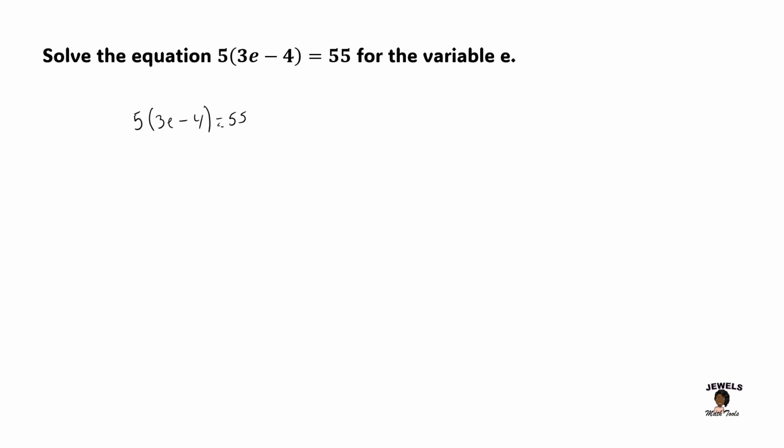So we're going to be multiplying our 5 to everything within our parentheses. And I will be expanding my parentheses at the side so that my working doesn't get too muddy. So that means I'm multiplying 5 times 3e, and then their product will be subtracted from 5 times 4.